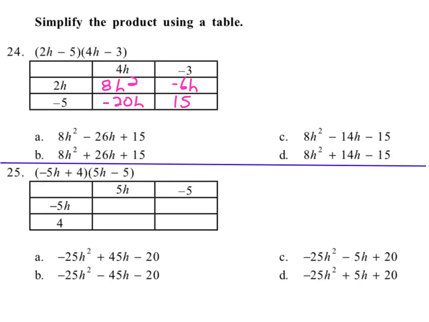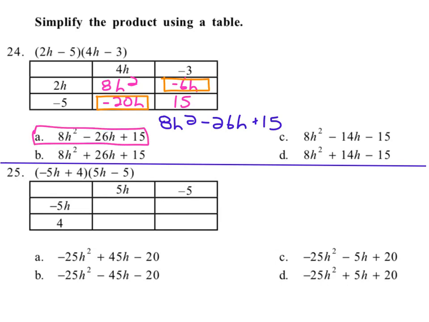Okay. What we want to do now, though, is we want to say what two terms can be combined. Well, this negative 20h and this negative 6h, they're both h terms. So when we write them together, we will get first the 8h squared. That doesn't get combined with anything. It stays what it is. The negative 20h and the negative 6h become negative 26h. And then the 15 doesn't get combined with anything. It just stays 15. I got to put plus because it's positive, and we need to separate them with a sign. So we've got 8h squared minus 26h plus 15, and that is A.